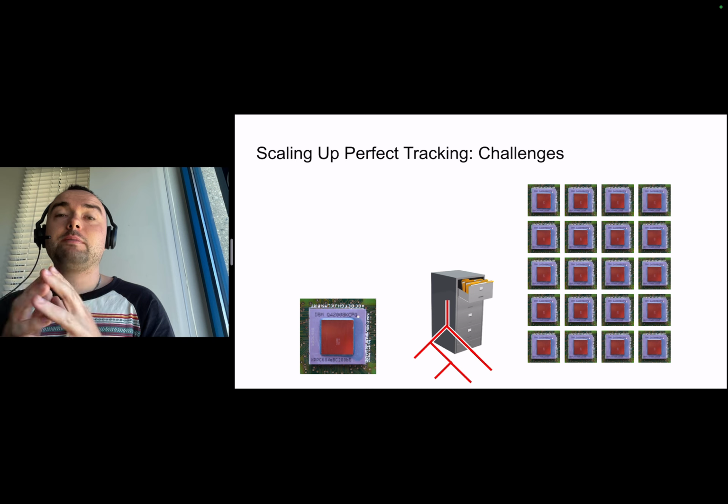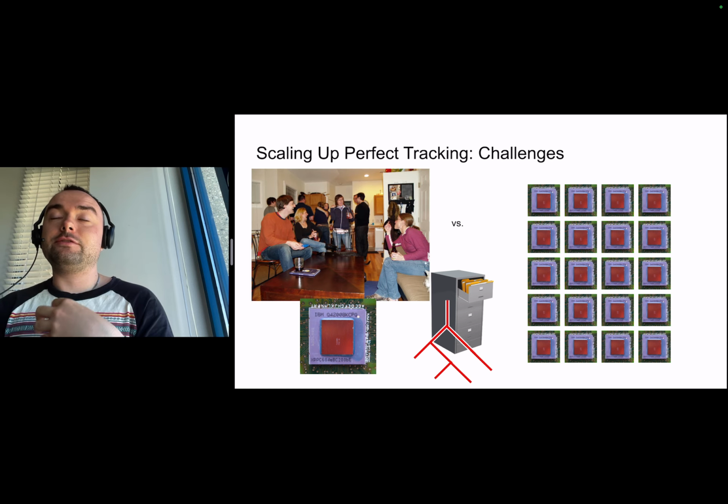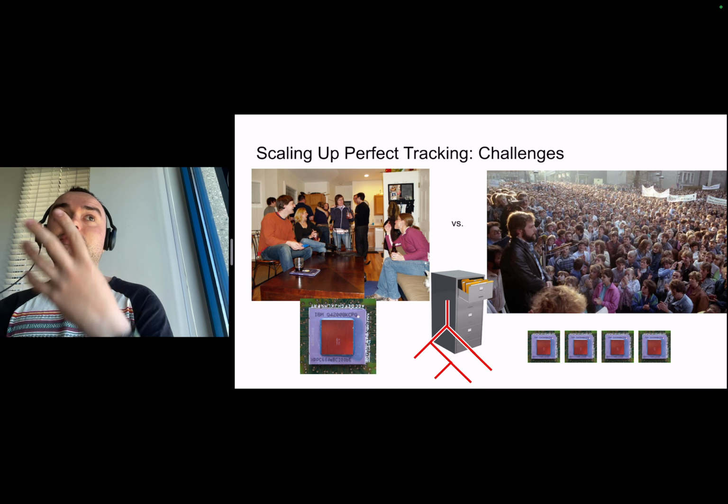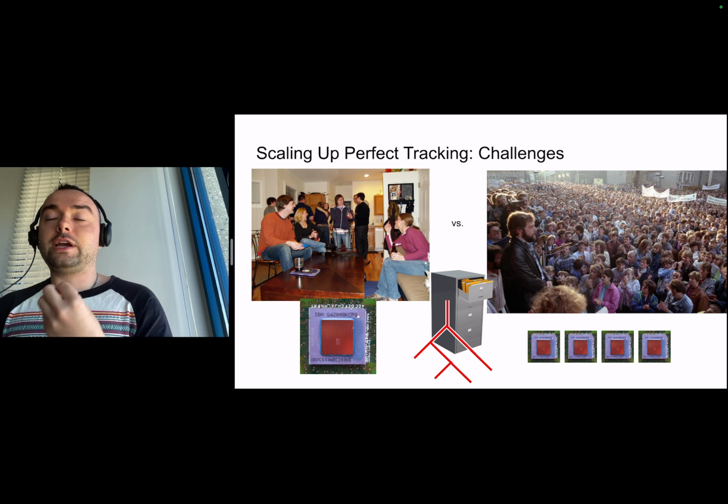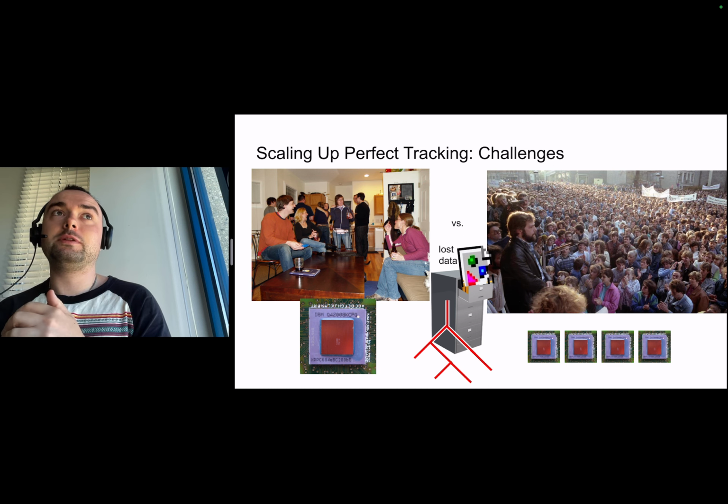However, scaling up this centralized perfect tracking model presents challenges. You could imagine a centralized filing cabinet being a workable solution for a small group of people, but it starts to get to be a real slowdown and source of contention when you have much larger groups trying to use the same centralized data structure. And then when you introduce the possibility of lost data or corrupted data, the problems with this traditional model of perfect tracking become even larger.